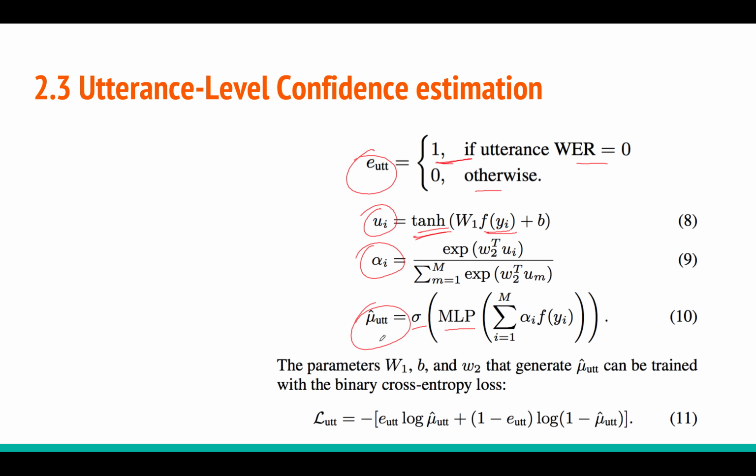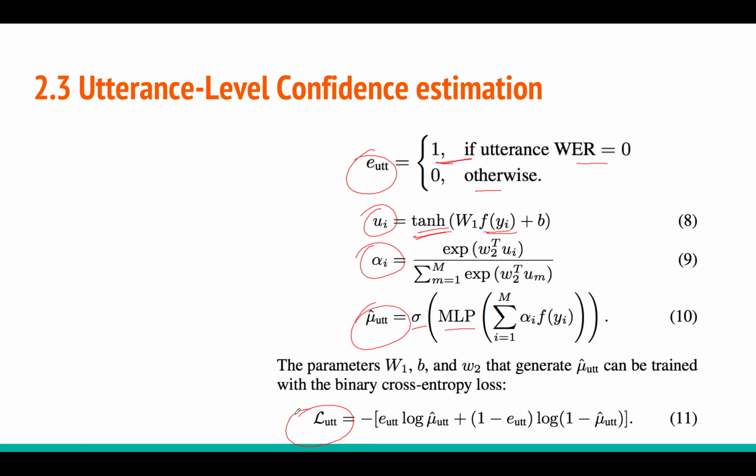You will get the prediction mu for the utterance, and that will be between 0 and 1, and you can use the cross entropy loss or binary cross entropy loss to compute the loss for that utterance, and you will get the third loss.